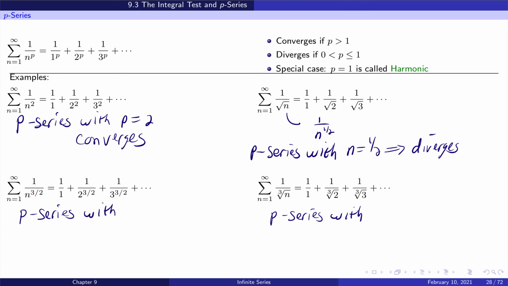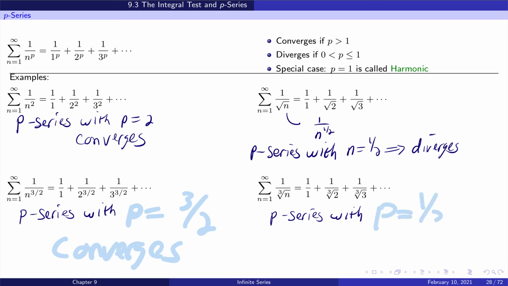And the last one, sorry, I didn't write these down, you should try on your own. Here the exponent is 1/3. And so if it's 1/3, we know that it diverges.